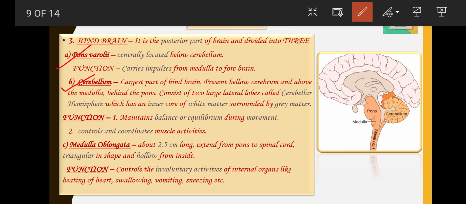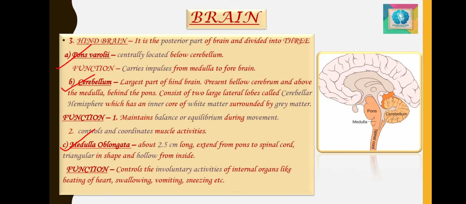The third part of the hindbrain is the medulla oblongata. The medulla oblongata is about 2.5 centimeters long and extends from the pons to the spinal cord, almost triangular in shape and hollow inside. It controls the involuntary activities of the internal organs like the beating of the heart, breathing movements, sneezing, swallowing, vomiting, coughing, hiccupping, and peristaltic movements of the alimentary canal also.